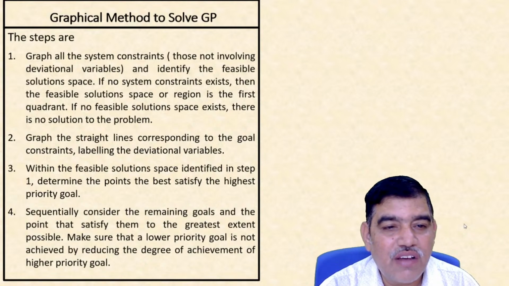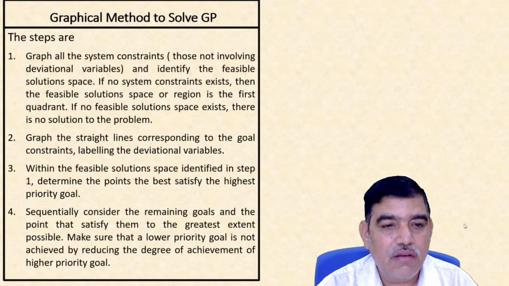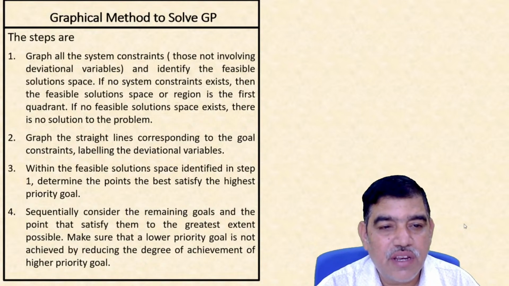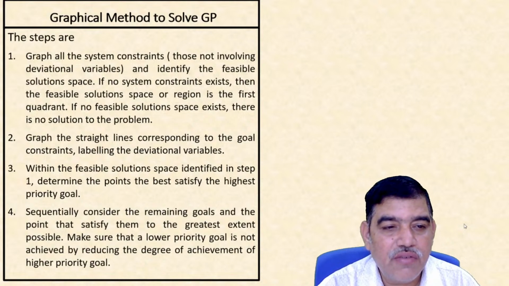Second one is to graph the straight lines corresponding to the goal constraints, labeling the deviational variables. The third step is that within the feasible solution space identified in step 1, determine the points that best satisfy the highest priority goal. That is very important in the graphical method to solve goal programming.